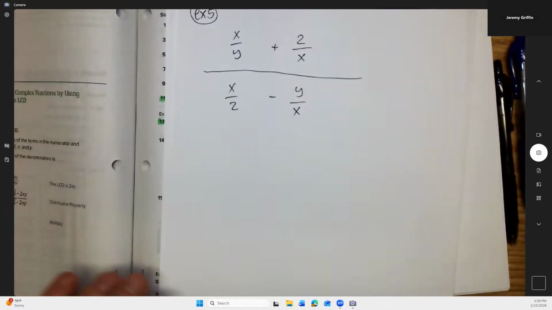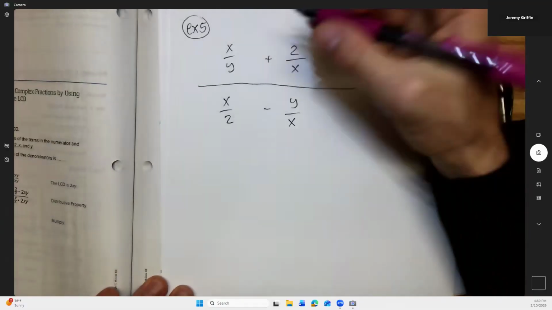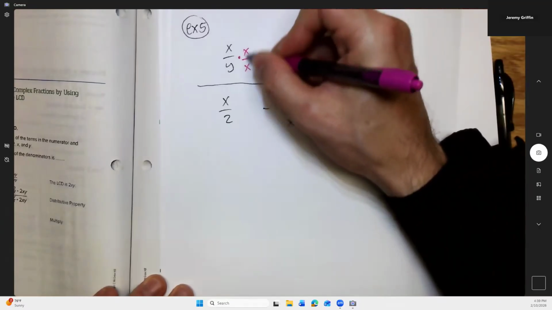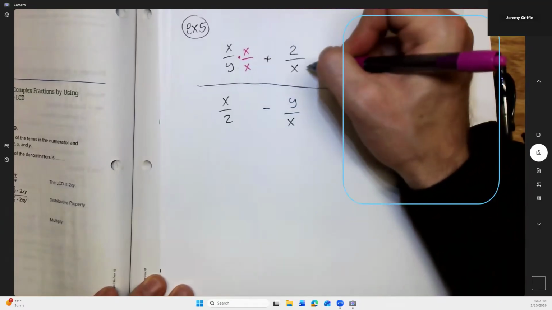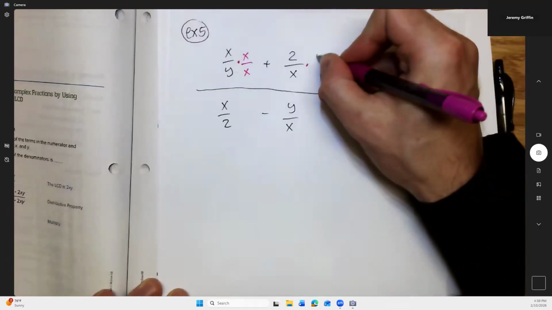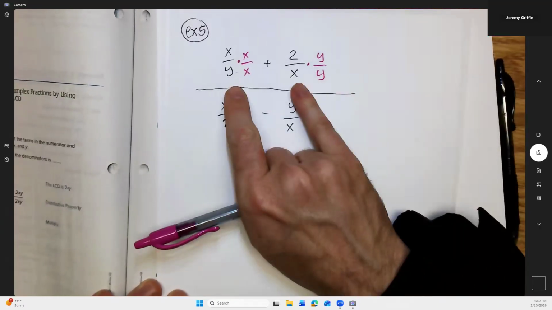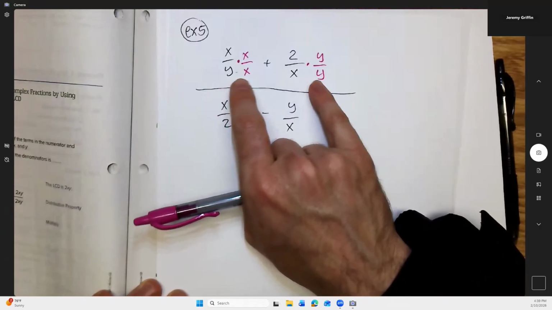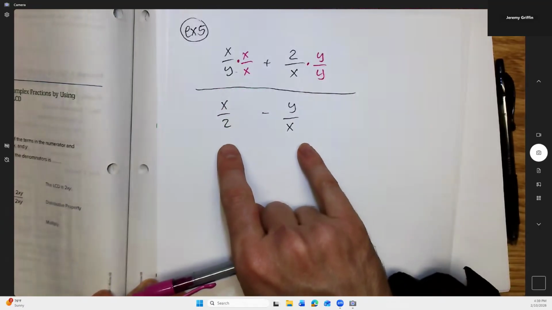Okay. So the top side here, this little fraction needs an x in the bottom, so I'll multiply x over x, so I can start to match this one. And this guy over here needs a y over y. And now, bing, they have the same denominator, a matching denominator. All right, let's move on down here.